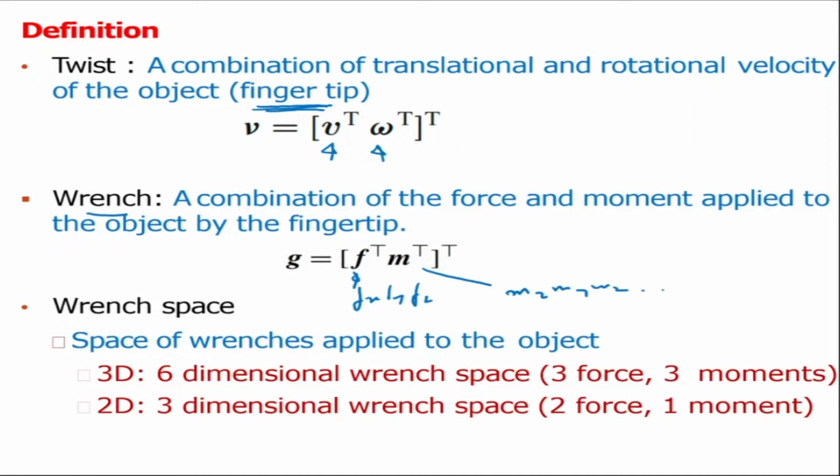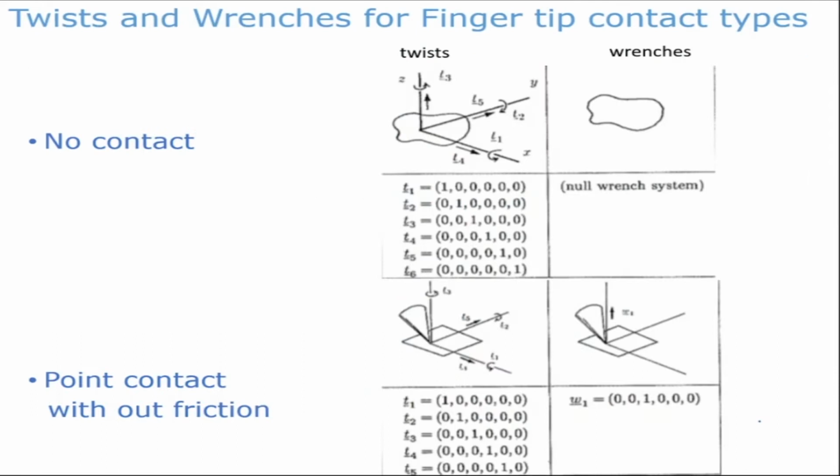Now in order to grasp an object, what does this mathematically mean? That is something which we'll look at today. We have seen that the space of the wrenches applied to the object has 6 dimensions, that is in 3D there are 3 forces and 3 moments, and in 2D it has 2 forces and 1 moment. Depending on the kind of contact that is made, different constraints will be put. Twists, remember, are to do with angular velocities and linear velocities, whereas wrenches have to do with forces and moments. There are 3 forces, 3 moments, whereas here there are 3 angular velocities, 3 linear velocities.